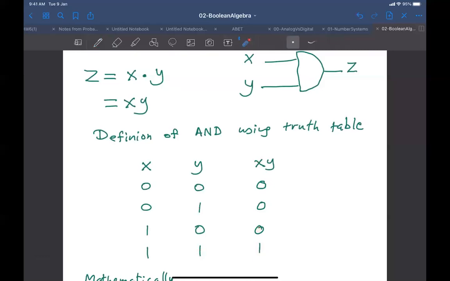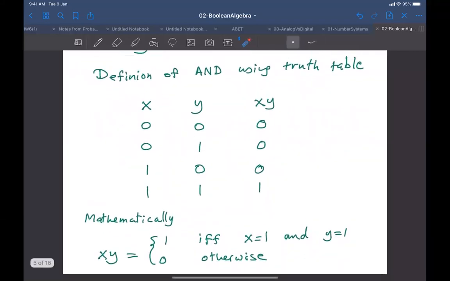And it is 0 here because Y is 0 here. And it is 0 here because X is 0. And it is 0 here because either you can say because Y is 0 or because X is 0. I mean, when you say or, it means that both of them being 0 is fine as well. So mathematically speaking, you can define it using this definition here. X ANDed with Y is 1 if and only if X is 1 and Y is 1. Otherwise, it is 0.